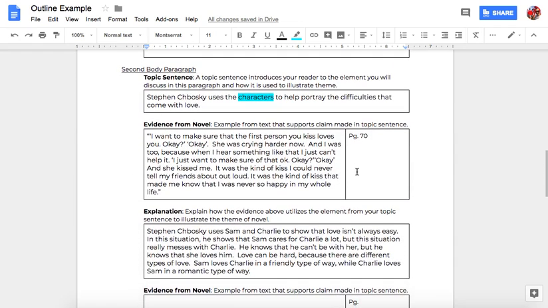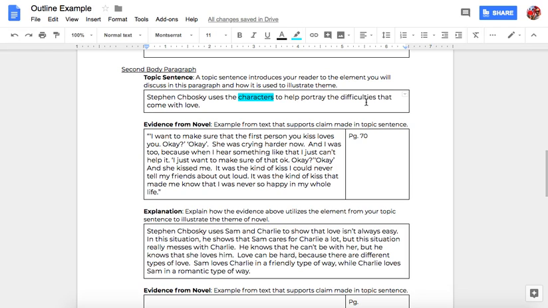Okay. So if we go down to the second body paragraph, this is when you are going to start talking about the elements from your thesis statement. So element number 1, characters. Okay, so this says Stephen Chbosky uses the characters to help portray the difficulties that come with love. So we've got characters and we've got a re-mention of the theme, not stated exactly the same, but just reminding us what it is that we're going to talk about.